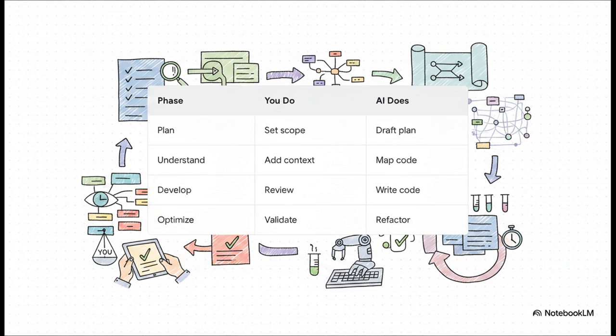In the plan phase, you set the scope and constraints. The AI drafts the plan and finds risks. In the understand phase, you point it to the source code and context, and the AI maps the dependencies. During develop, the AI actually writes the code and tracks progress while you review and test. And finally, in optimize, the AI refactors and benchmarks while you validate and merge. It's a true, balanced human-AI pair programming setup.